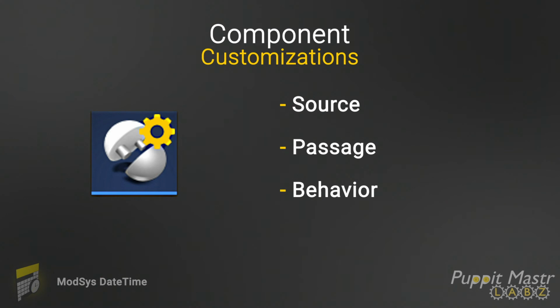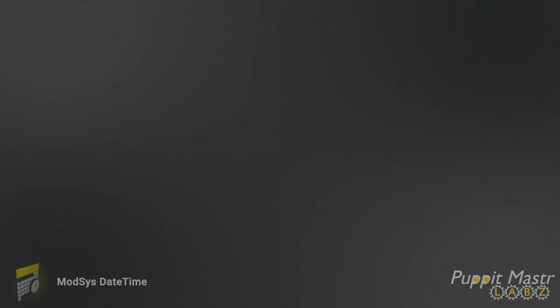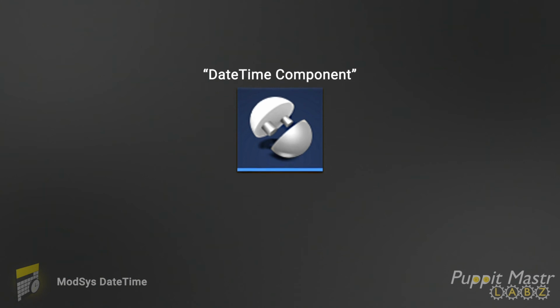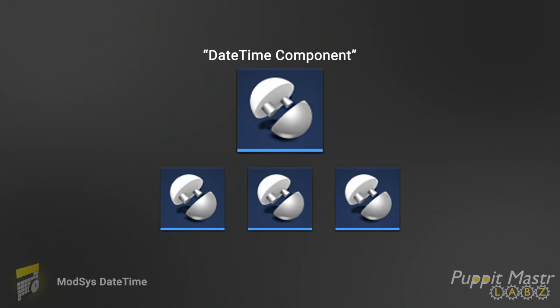Where the behavior of a component kicks in depends on what component is being used. If you just need raw date and time data, the basic DateTime component is all you need. In the current version of ModSys DateTime, there are 3 additional child components available. Each child component has access to everything their parent does, but with additional functionality.